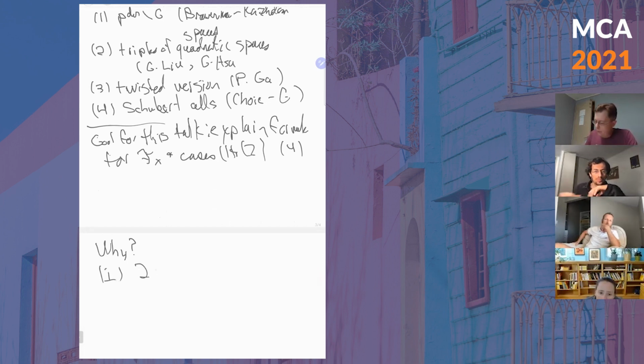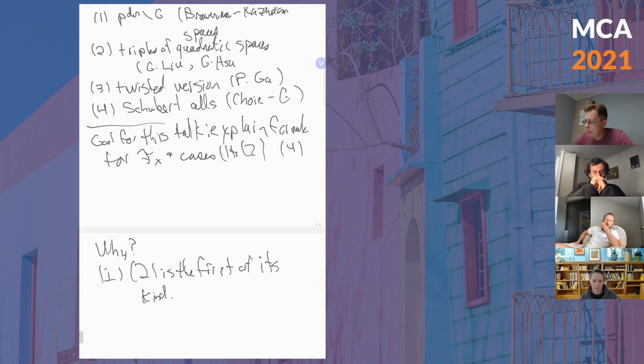So first, 2 is the first of its kind. The nice thing about case 2 up here is that these triples of quadratic spaces are the first case that has been developed where you're not working with a flag variety or something that's easily related to a flag variety. So this is the first case in which one has a case you can play with that is not of that form. And it shows different behavior, and for illuminating the general picture, I think that having this experience will be important.